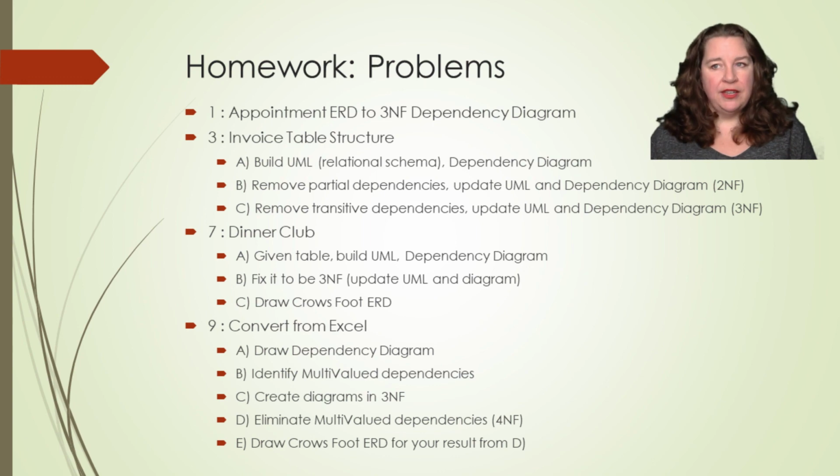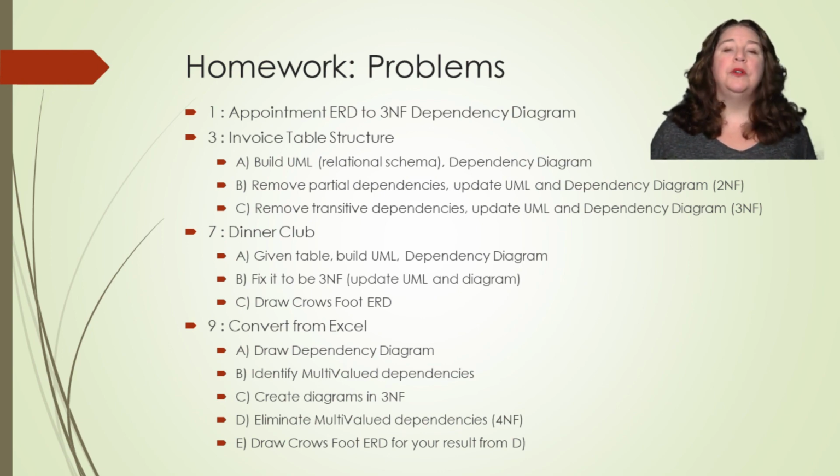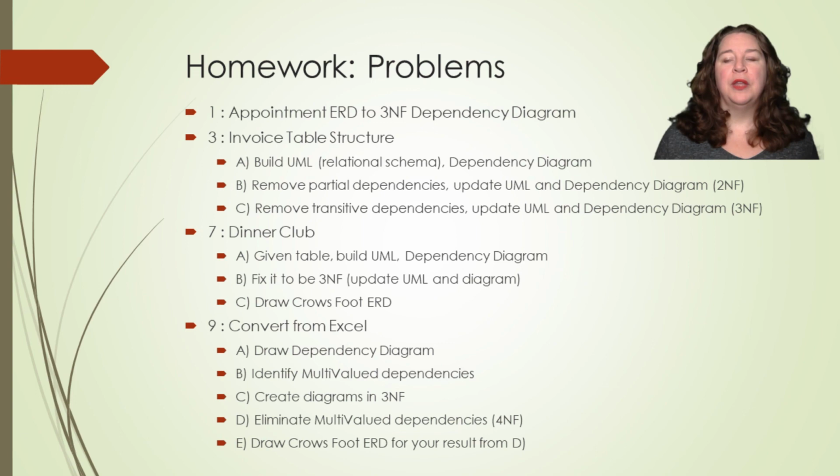For number 7, it's the dinner club. They've given you the table of data. You need to build your UML and then build your dependency diagram, and build your dependency diagram up to third normal form. Update your UML, and then go redraw your crow's foot. Your UML, remember, is going to have your attributes. Your crow's foot doesn't have to have attributes, it's just table names. So you don't have to worry about adding in the attributes for your crow's foot.